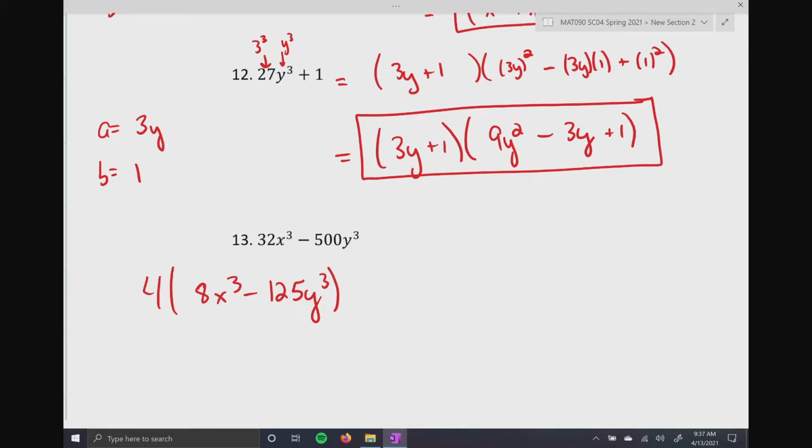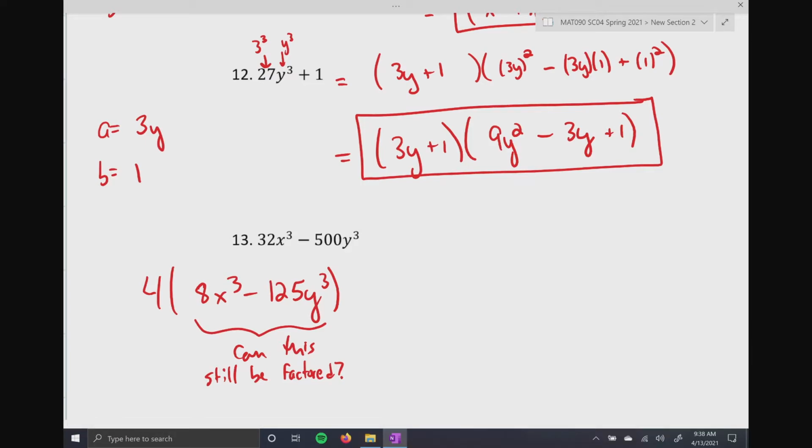Now the question becomes, inside the parentheses, can this still be factored? Well, you got 8x cubed minus 125y cubed. The 8 and the 125 are definitely perfect cubes. Then you have x cubed and y cubed. Well, they're perfect cubes as well. So, label things, take your time, make the appropriate substitutions.